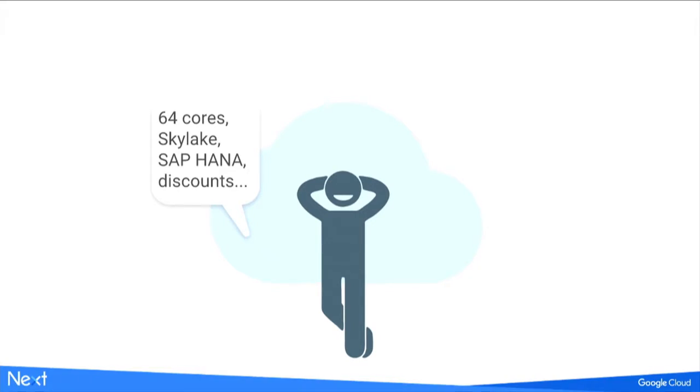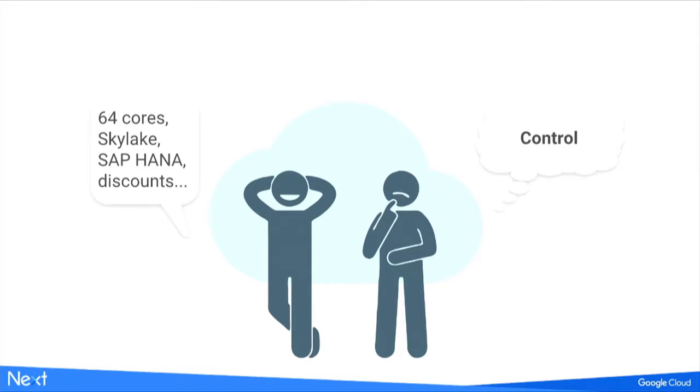Hi, everybody. Over the last 2 days, you've heard a lot about how Compute Engine can help your company, your organization, meet your needs and the needs of your customers better. Things like 64 core VMs, the first public cloud with Skylake, GA support for SAP HANA, and discounts on discounts on discounts.